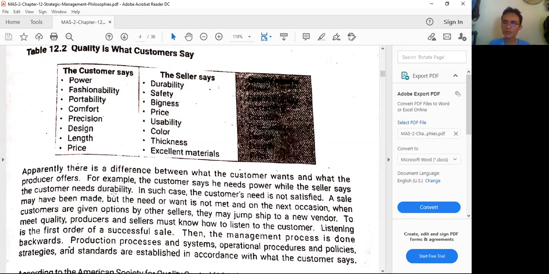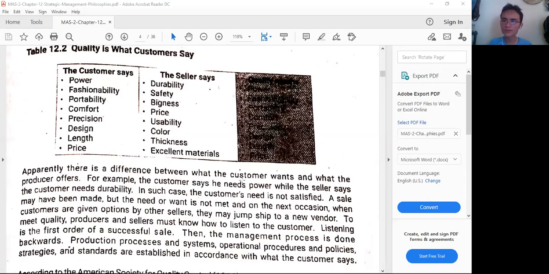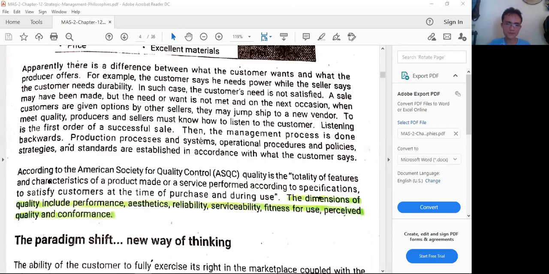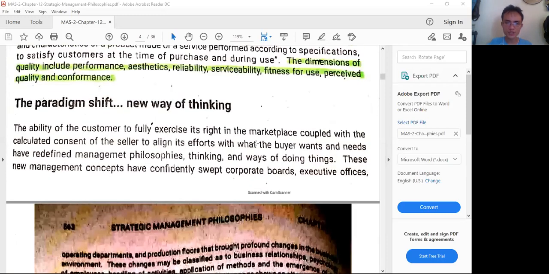Also, in today's world, complaints are very important. Comments are very important in developing or improving the operations of the business. As explained, complaints are opportunities for improvement, or OFIs. So that's why they are there. Then quality is the total of features and characteristics of a product made or a service performed. So it's the overall aspect of the thing, including aesthetics, reliability, serviceability, fitness for use, perceived quality, and conformance. So everything that has to do with the product, good or service, can help the quality that the customer wants.